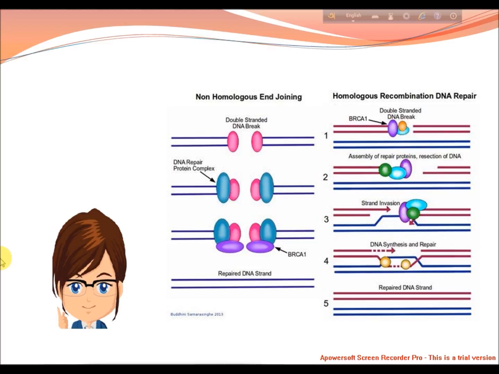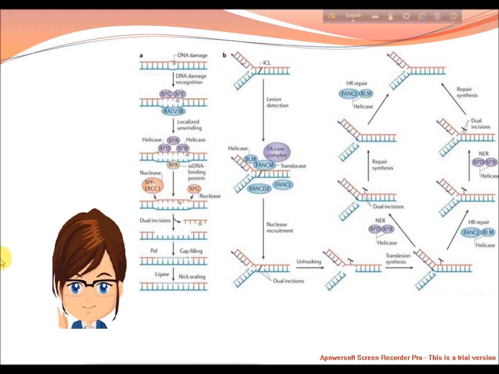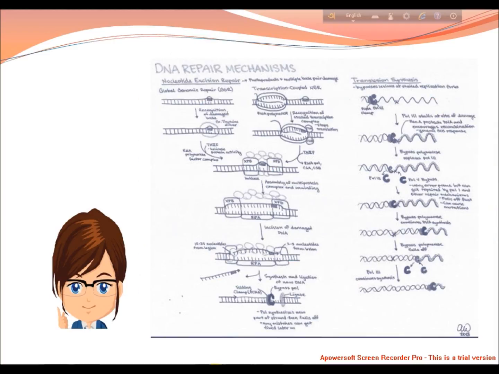Now, translesion synthesis. Translesion synthesis (TLS) is a DNA damage tolerance process that allows the DNA replication machinery to replicate past DNA lesions such as thymine dimers or AP sites. It involves switching out regular DNA polymerase for specialized translesion polymerases, that is DNA polymerase IV or V, often with larger active sites that can facilitate the insertion of bases opposite damaged nucleotides.